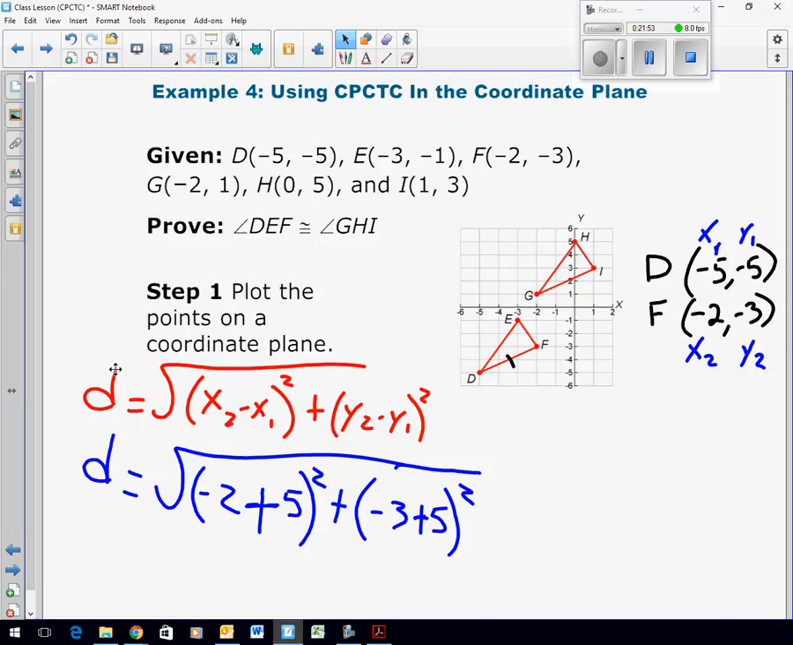Then you put in a left parentheses. Then you hit the negative button right here. Negative 2 plus 5. Then you put the right parentheses, and look at this. Here's the square button right there. Everybody got me? Square. Plus, left parentheses, negative 3 plus 5, right parentheses, squared. You hit equals. The square root of what? Square root of 13.